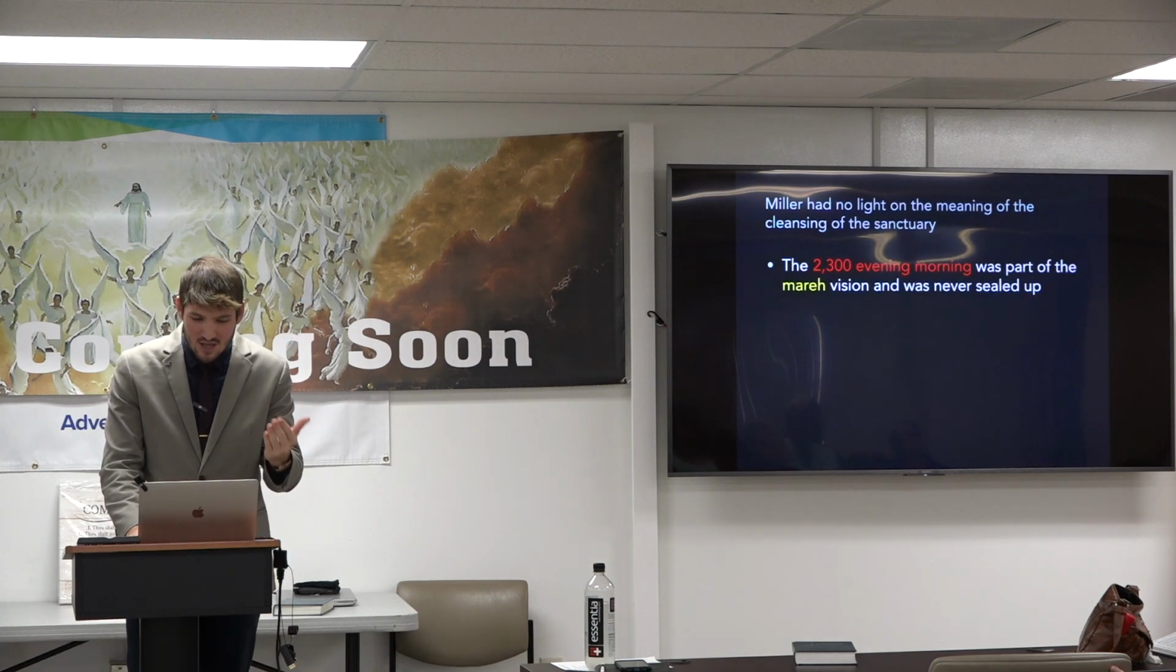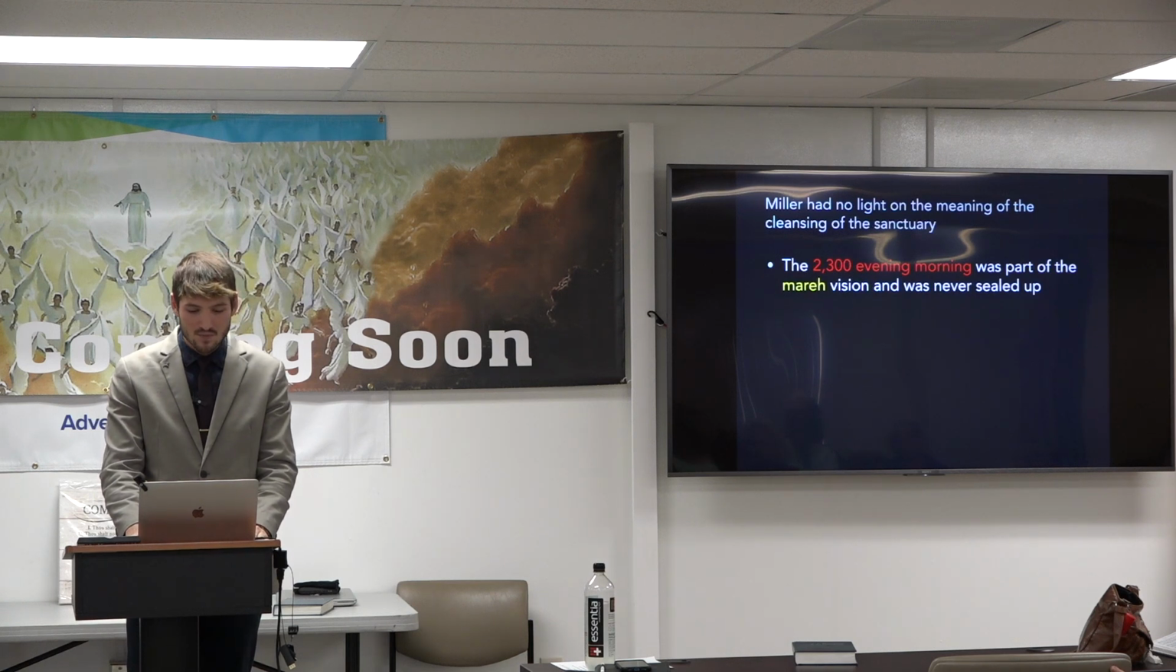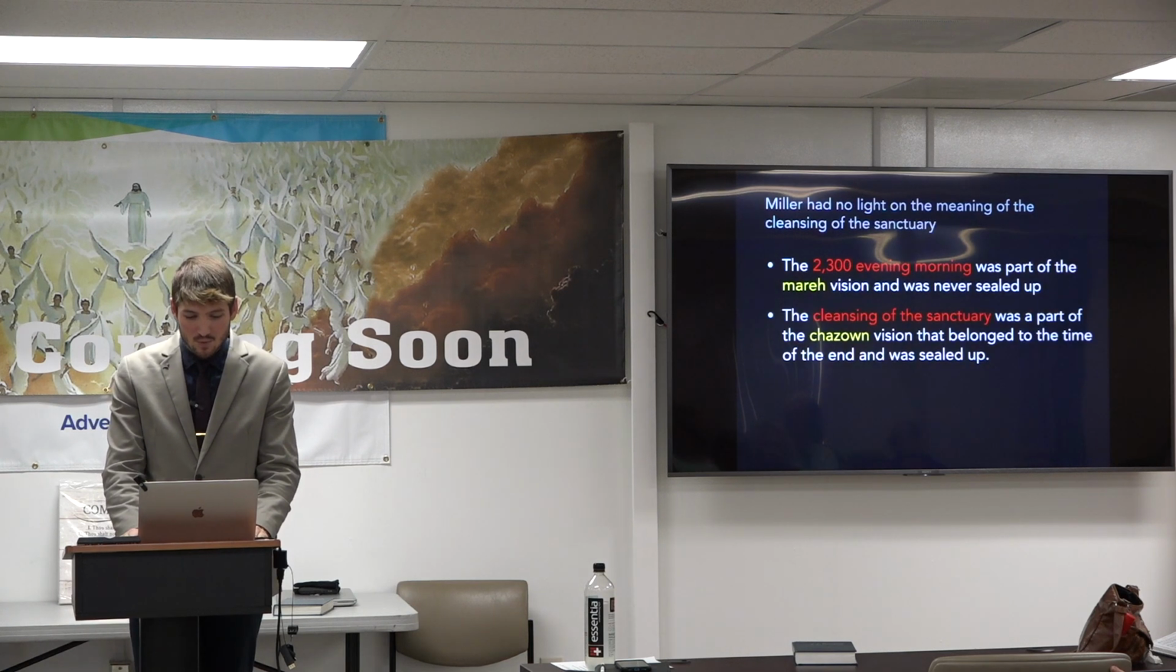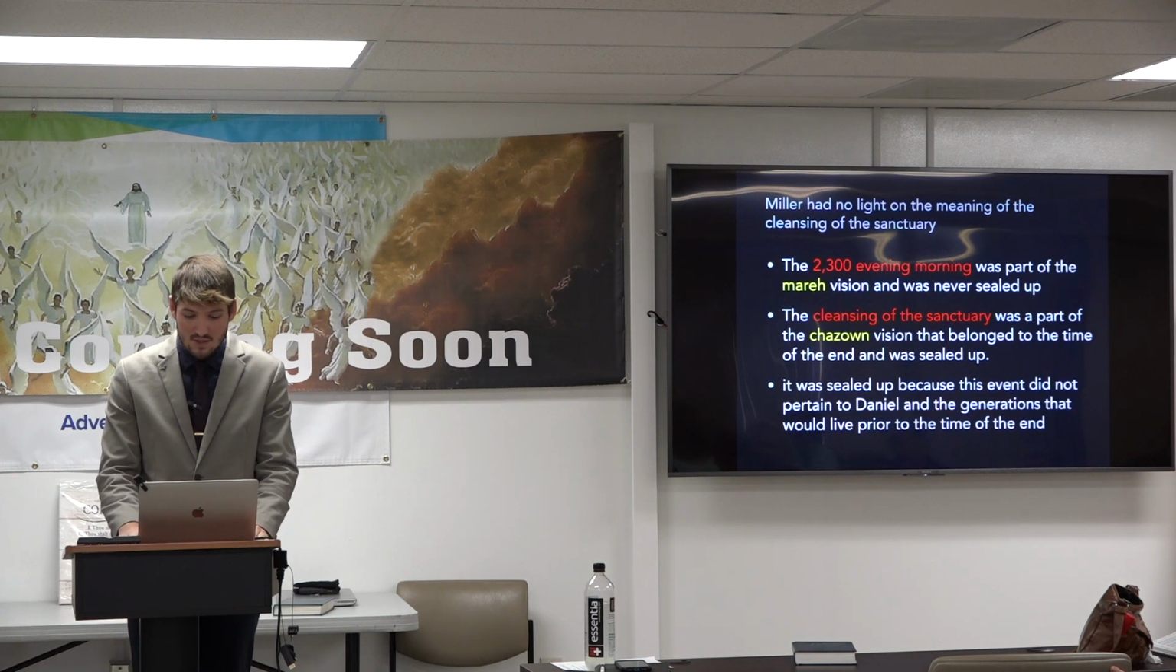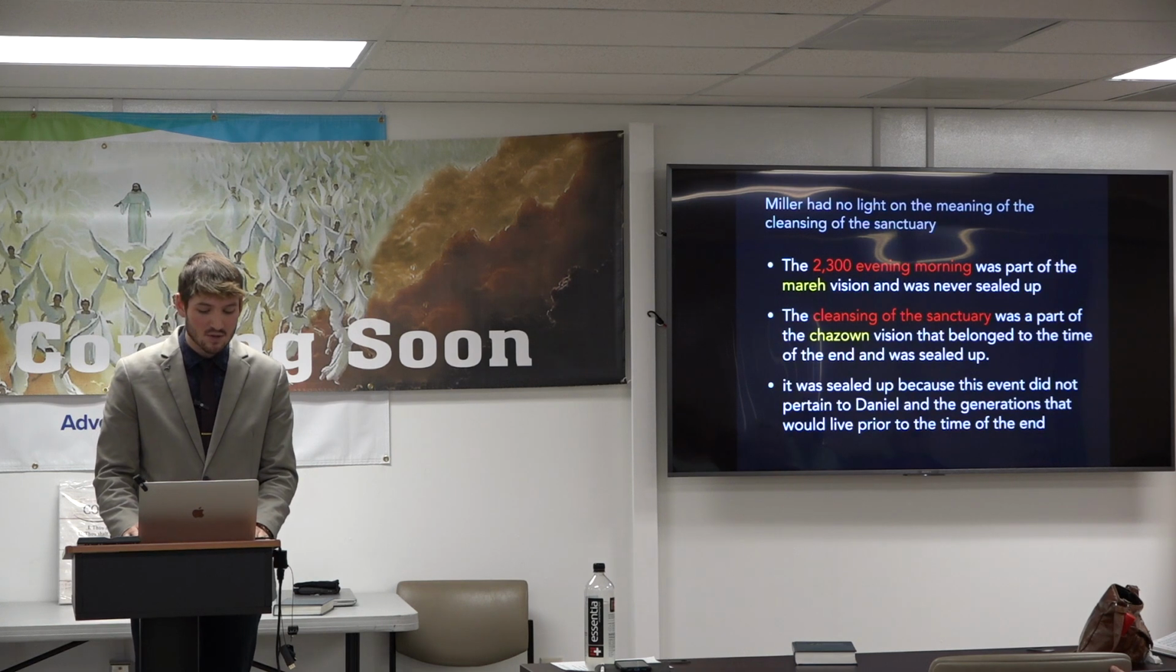The 2300 morning vision was a part of the Mareh, and that was never sealed. The cleansing of the sanctuary, the part of the Chazone vision that belonged to the time of the end, was sealed. That's why he was wrong about the event, but right about the time. It was sealed up because this event did not pertain to Daniel and the generations that would live prior to the time of the end.